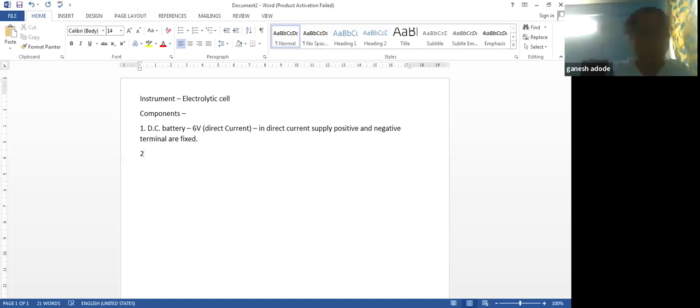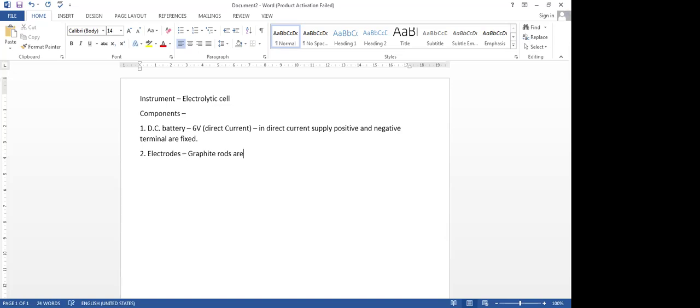Now see the second component, that is nothing but the electrodes. We have to discuss regarding the electrodes. What are the electrodes? In this cell, generally the graphite rods are used as electrodes.